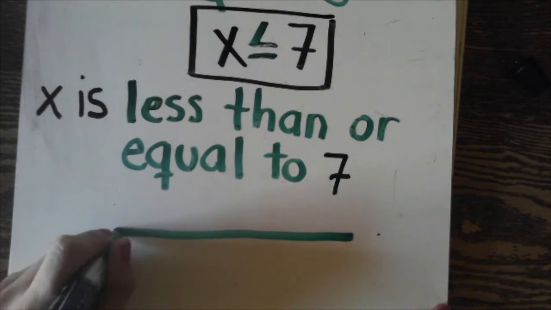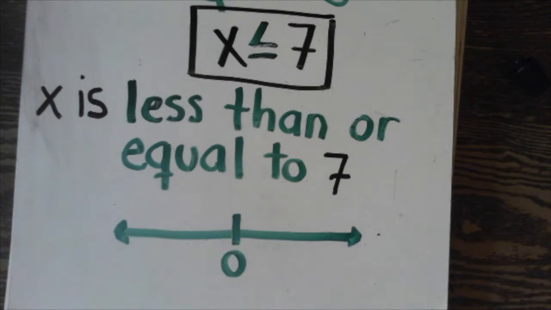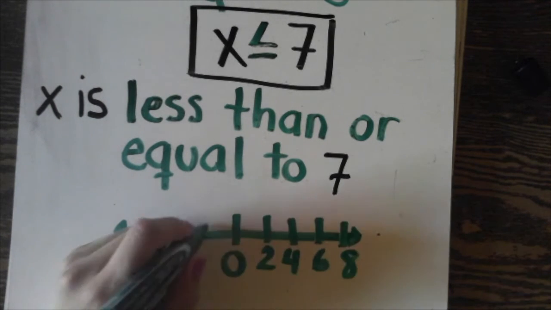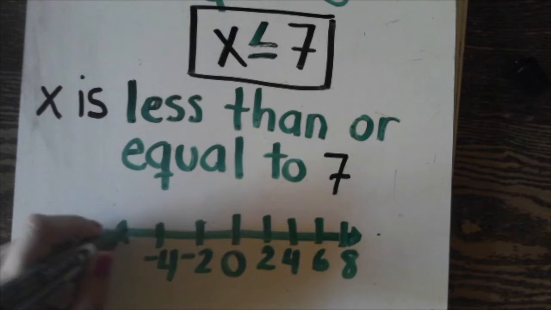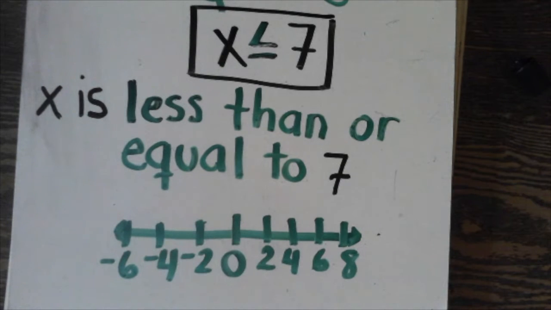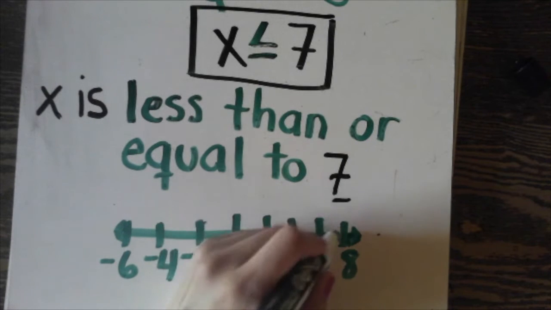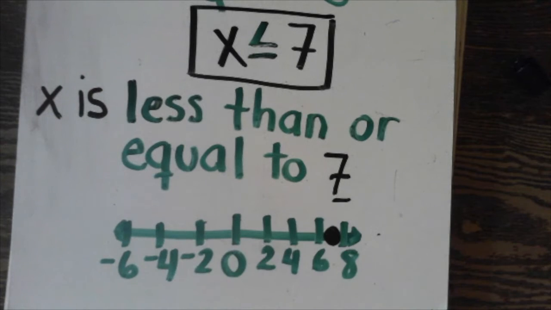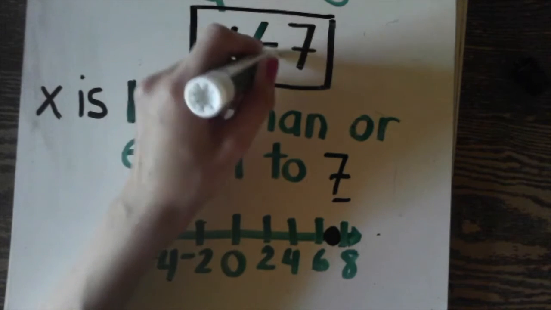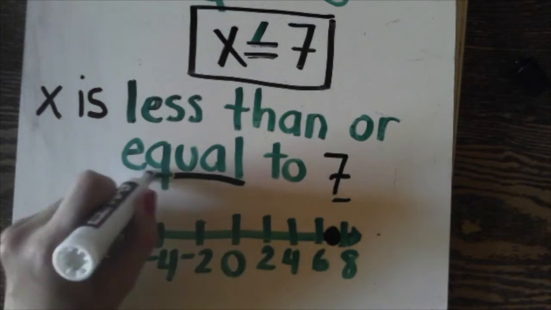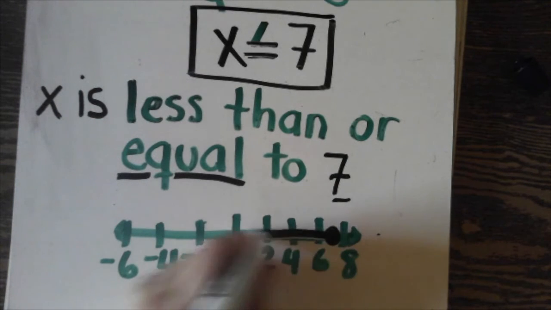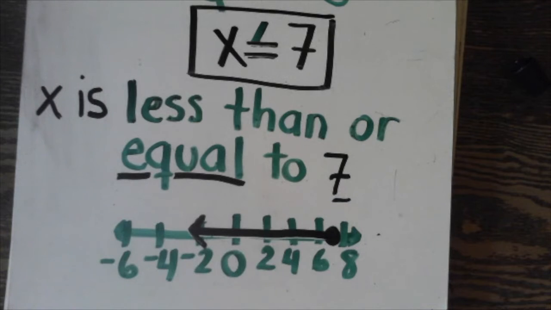Because I have to go up to 7, I would like to begin by changing my scale. Instead of counting 1, 2, 3, I am going to count 2, 4, 6. I am counting by 2s. My 7 is going to be located between the 6 and the 8, and I am going to color in my circle because I have that equal as part of my less than or equal symbol. And I am going to head towards the left with my arrow, the same as my inequality symbol.